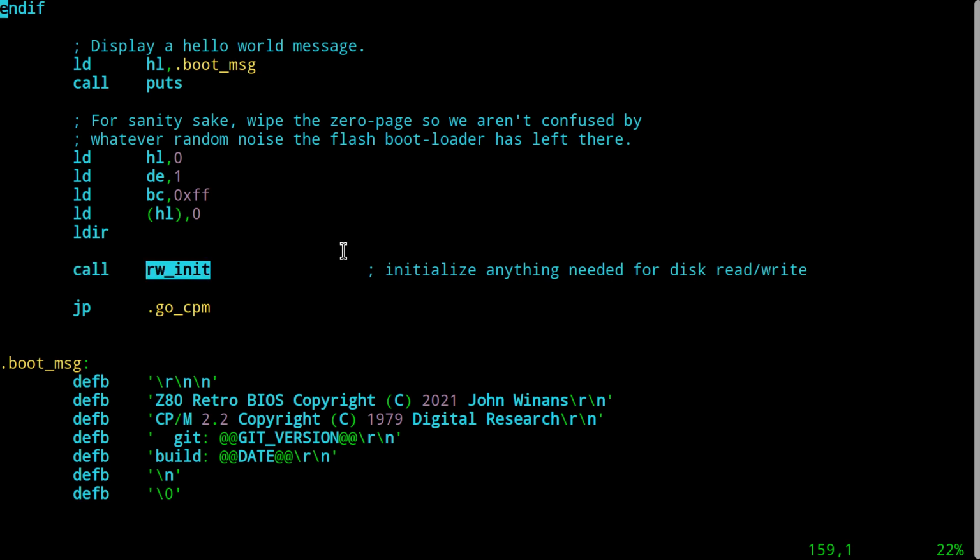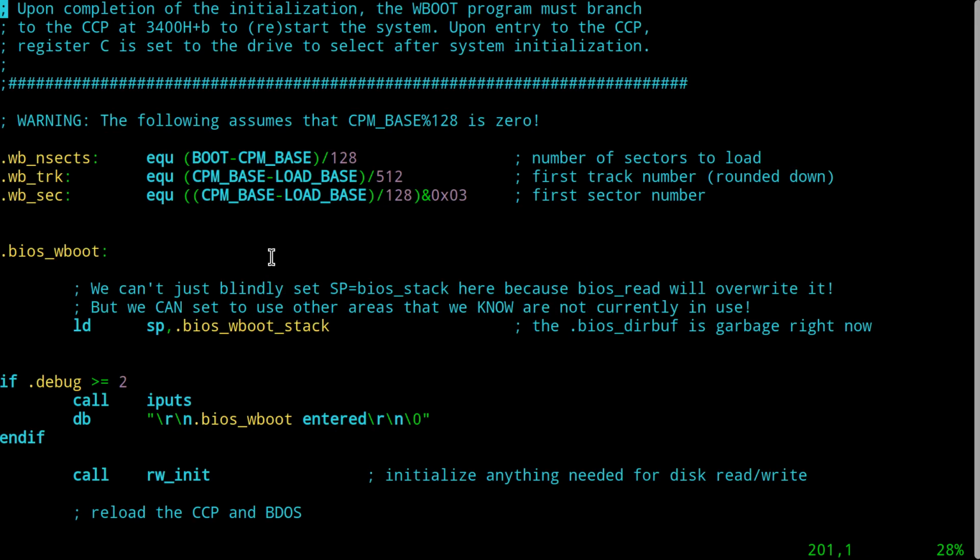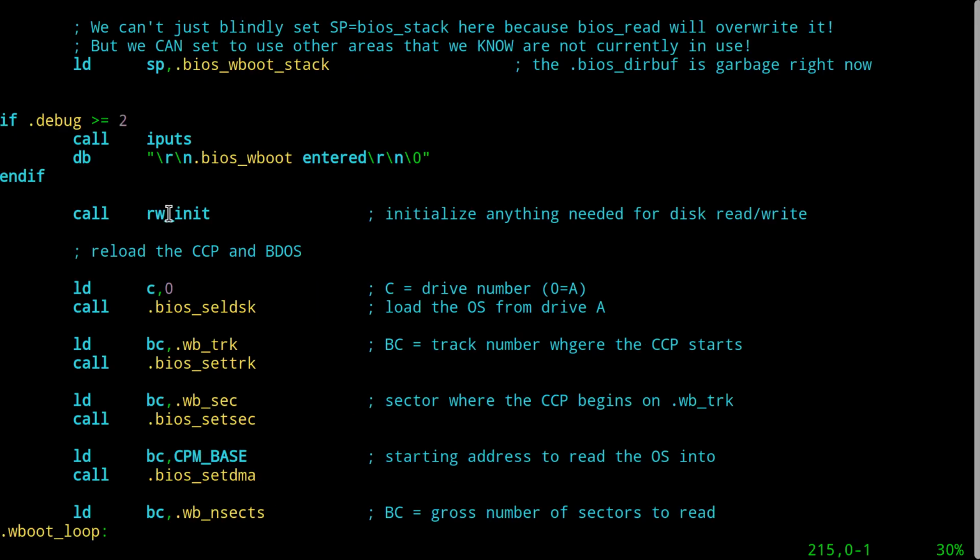So this function here was added to those 3 new files. You have to have the BIOS read, a BIOS write, and an RW init function. Then we'll see what that gets used for in a minute. This is called in the hard boot routine that we're looking at right here, and it's also called in the warm boot routine somewhere. Here it is down here, okay? So this is the main changes to the BIOS so far.